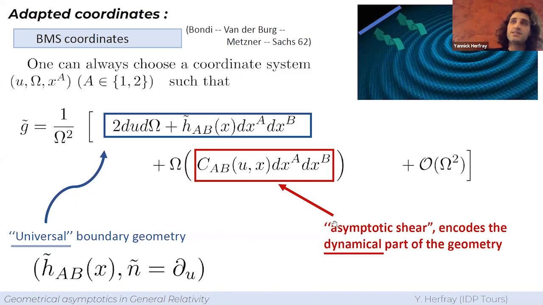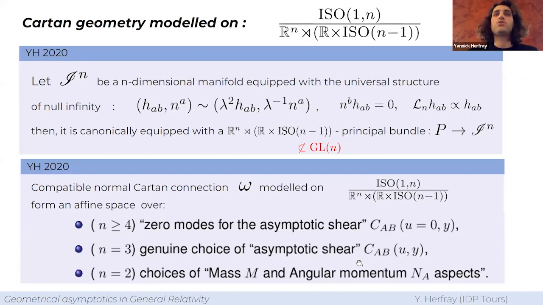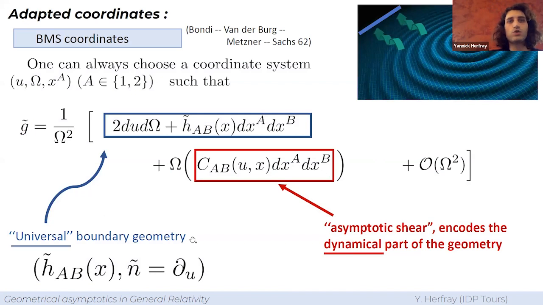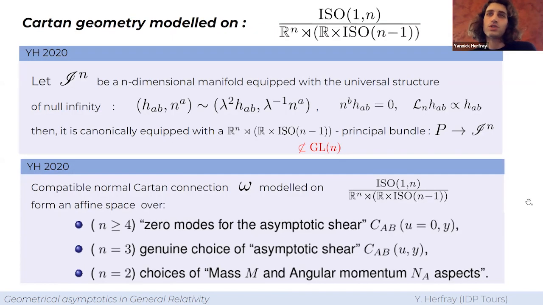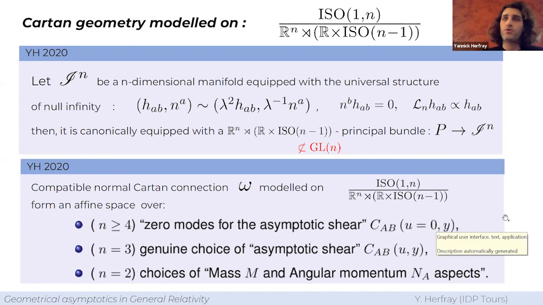What is this data? This data is exactly the same as this first-order data, this asymptotic shear, including the dynamical part of the geometry. So it's really something intrinsic about the geometry of null infinity. There is this H principal bundle, which is just this universal boundary geometry. And now the dynamical part of the geometry, gravitational waves reaching null infinity in four dimensions, is realized as a particular choice of Cartan connection on these homogeneous spaces at the boundary.